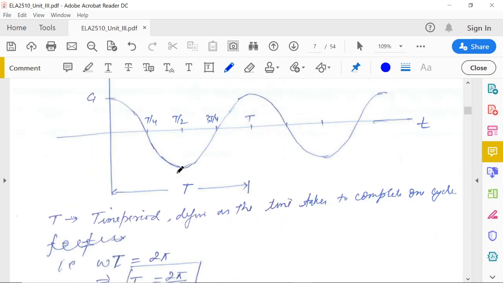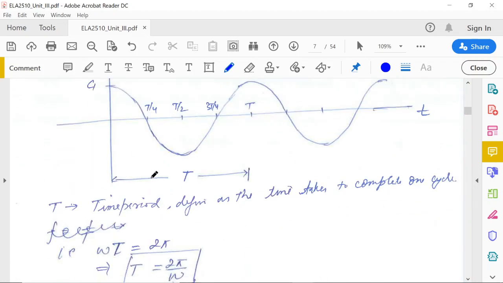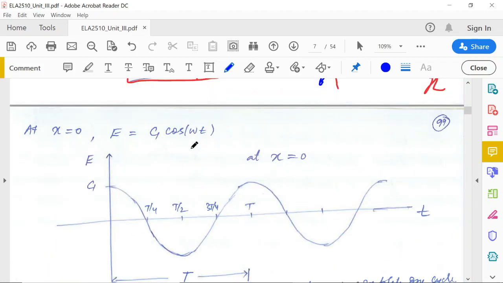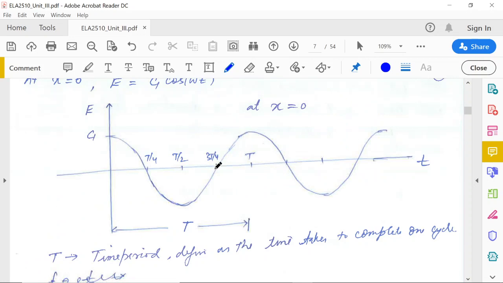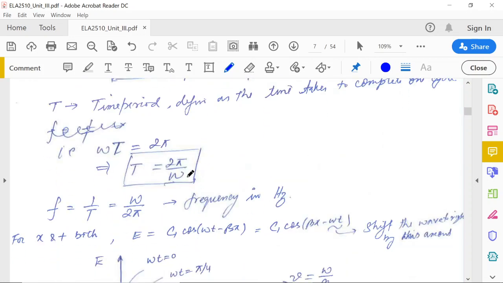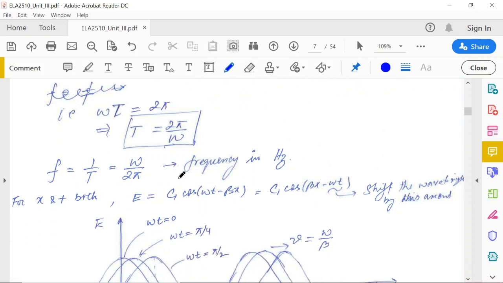Now we can obtain T in the same fashion as we obtained lambda. When one time period passes, the phase becomes 2 pi, so omega T equals 2 pi, because it comes to the same phase. So T equals 2 pi over omega. You can find the frequency in hertz as omega over 2 pi, or T as 2 pi over omega. This is how you can find the relationship.